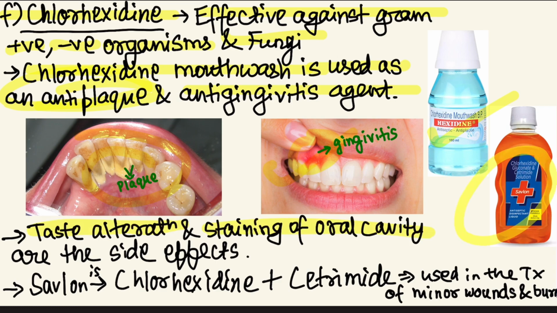Then we have a compound known as Savlon. Savlon is basically a combination of chlorhexidine plus cetrimide, and it is used for the treatment of minor wounds and burns, as you can see here.